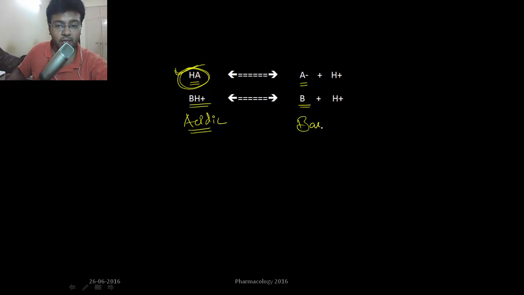But if you put a weak acid in a base, it will be in ionized form because it will react with the base. Similarly, if you put a base in an acid, it's ionized. If you put a base in a base, it's non-ionized.